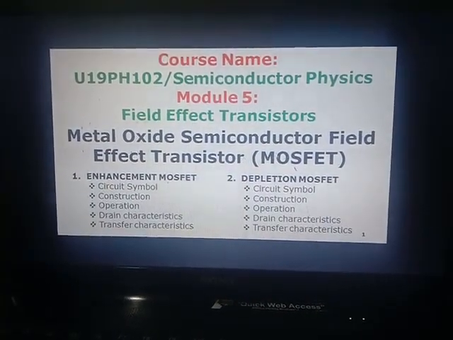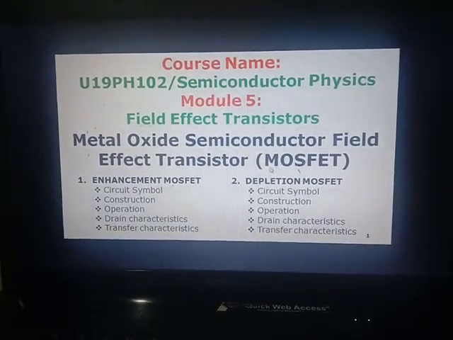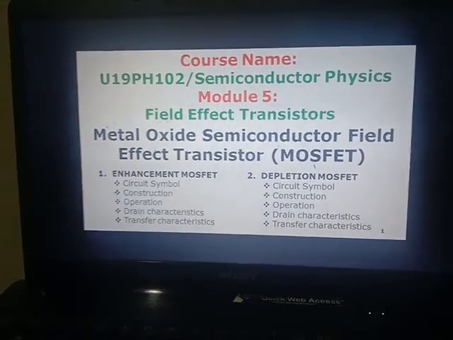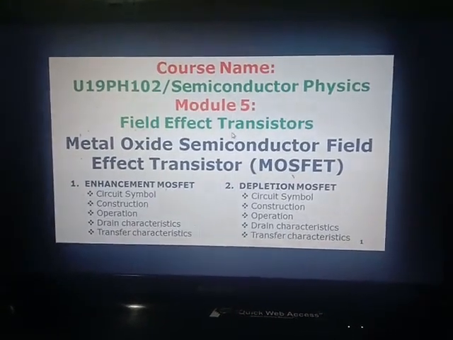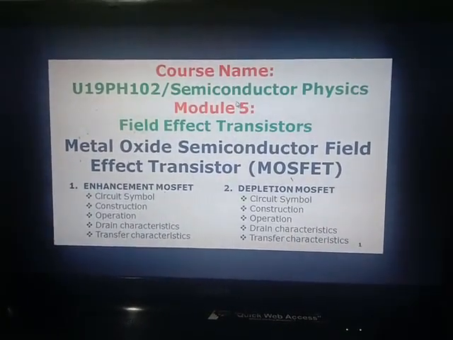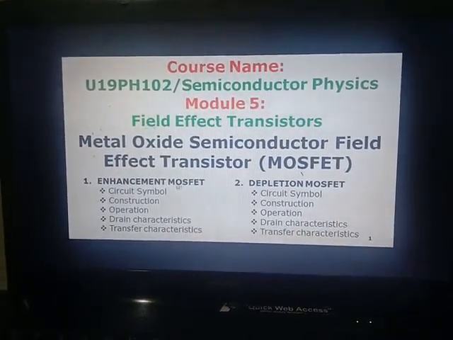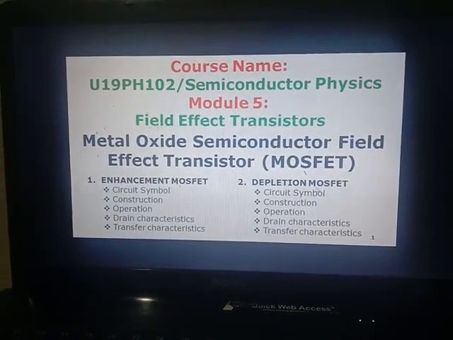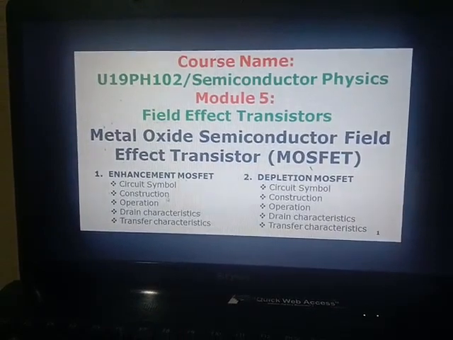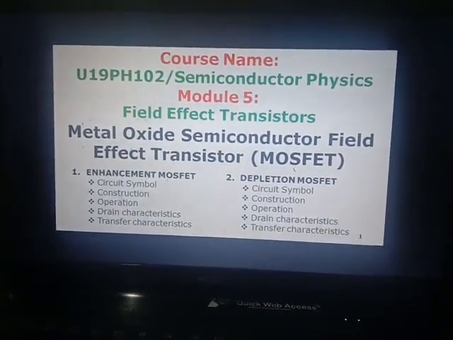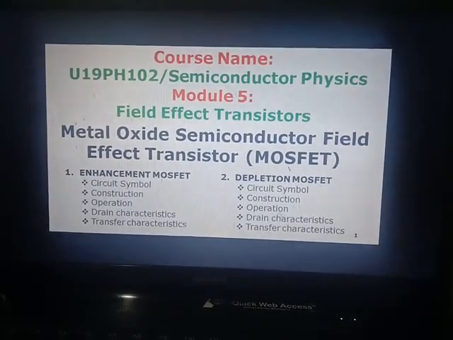In this video, I am going to talk about metal oxide field effect transistors, or MOSFET. This is the second part of Module 5, field effect transistors, in the semiconductor physics course. MOSFET is broadly classified into two: one is enhancement type MOSFET, another one is depletion type MOSFET. In this video, I am going to talk about circuit symbol, construction, operation, drain and transfer characteristics of enhancement MOSFET. Next video, I am going to talk about depletion type MOSFET.